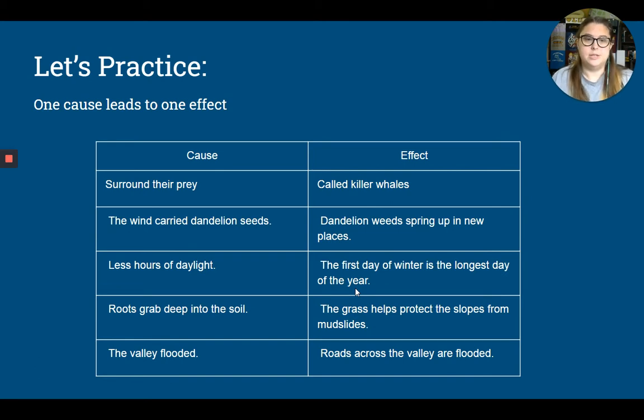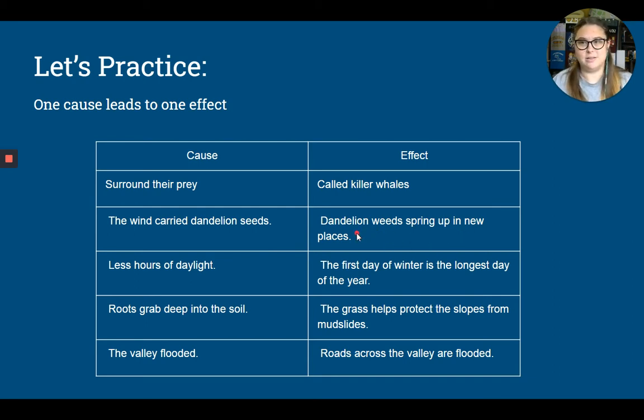All right, so here is our completed cause and effect chart. So we already did the first one about whales and being called killer whales because they surround their prey. So let's look at the second sentence. We had this sentence that dealt with because. So when I separated the sentence, I said that the cause is the wind carrying the dandelion seeds. The effect is that the dandelion weeds spring up in new places.